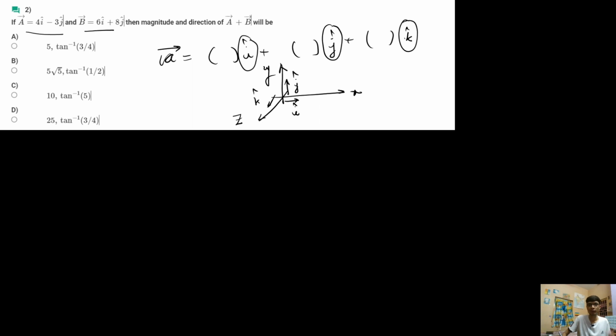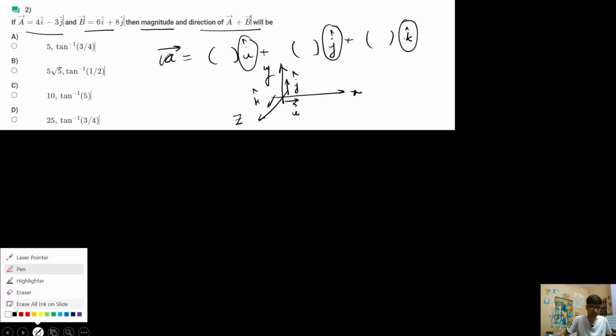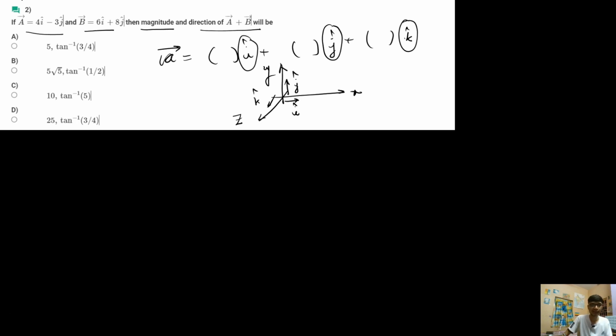I took up this question just to explain how the magnitude or direction of a vector is found. So let me start with the question. I hope this important discussion was clear, that you take out the individual components of the vectors and add the respective corresponding components. For example, if I say the A vector plus B vector, the i cap component of the A vector will get added to the i cap component of the B vector, and similarly the j cap component of the A vector will get added to the j cap component of the B vector.